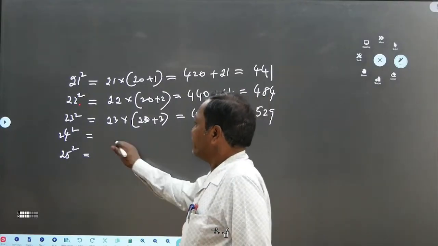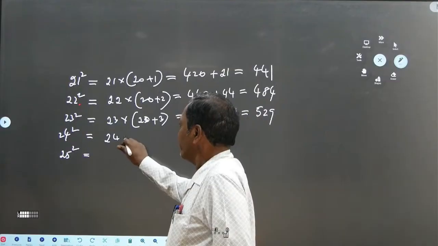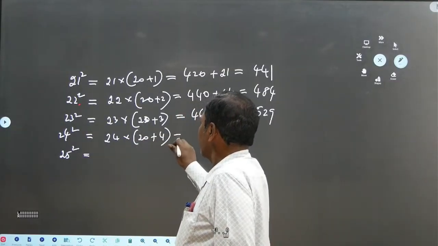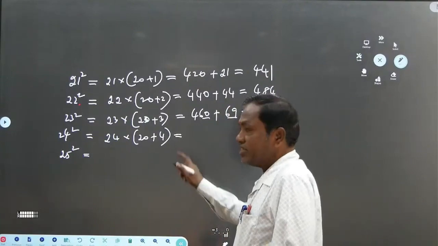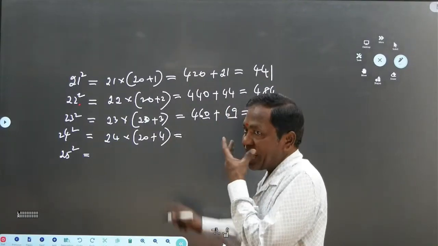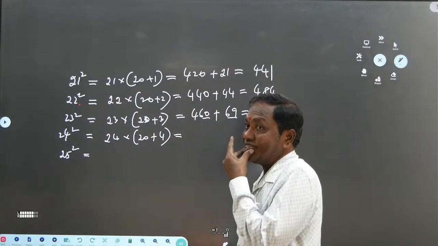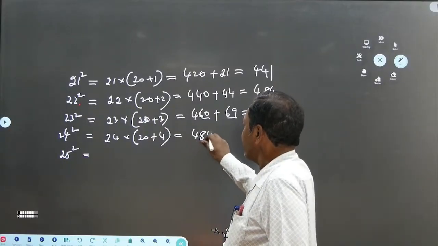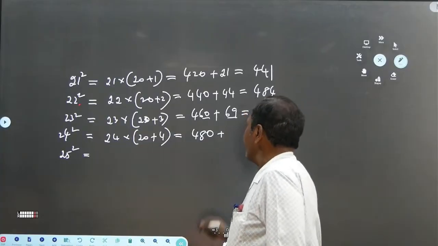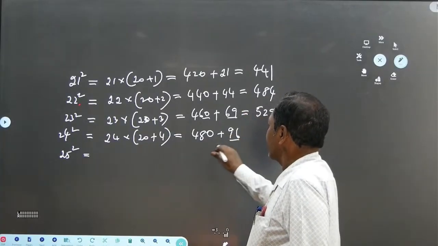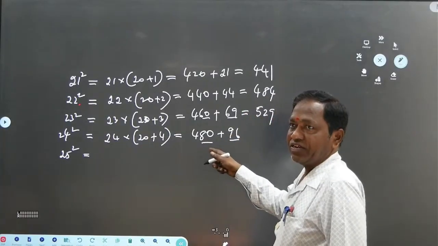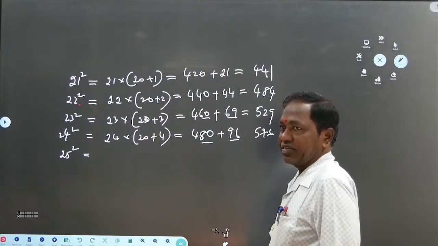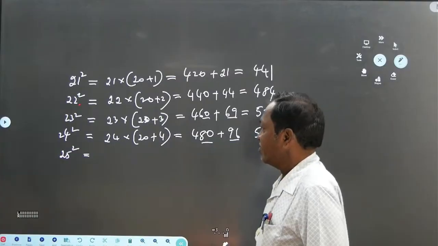Right. For example, 24 square. 24 into 20 plus 4. Right. So this concept is required for entire aptitude. This concept is essentially required. So 24 into 2, 48, it means 480. 24 into 4 is what? 96. 96 plus 80, 176. 1 plus 4, 5. It's like that. See, that is how we can do.